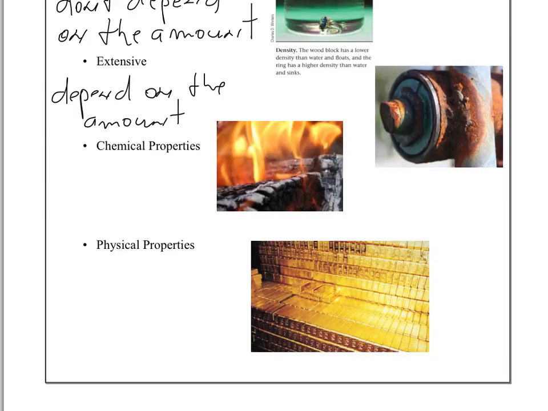At the bottom I have a picture of a bunch of gold from Fort Knox, and we can say that gold is shiny, that it would conduct electricity, that you could take a hammer and beat gold into a thin sheet. That's called being malleable. You can pull gold apart and make it into a wire. That's called ductile. So physical properties are kind of what you would expect. They have to do with the hardness, the appearance of something. And chemical properties, again, are how something reacts.